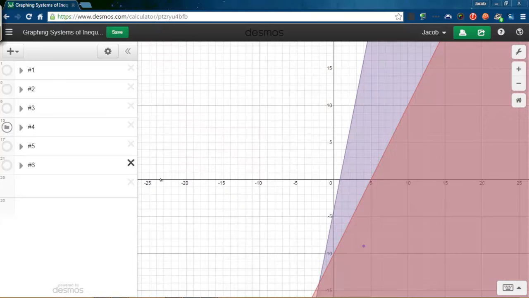You'll notice your solution set is here, and I've picked that value for it.